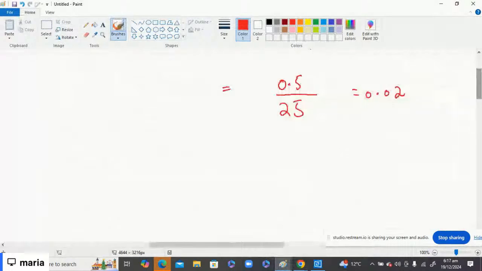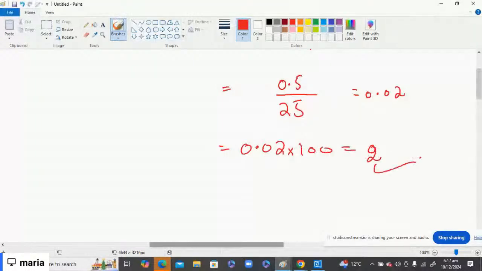For finding the percent error, you simply multiply by 100. Here we have 0.02, then multiply by 100, and you get the answer 2. Okay, this is the way that we solve it. Understand the method?